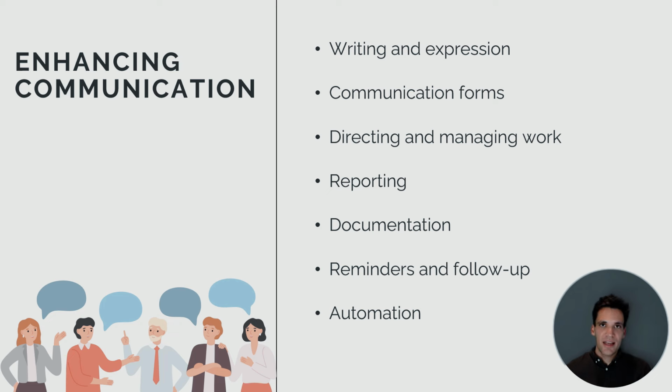ChatGPT can be used to enhance communication in lots of different ways. So it can be used with writing and expression. And we've already spoken so much about all the different documents ChatGPT could help us to write and prepare, and particularly how important the writing function is with project management. It can be used to translate between different communication forms. So you get a document and you want to turn it into an email, or you want to summarize something to someone. It's very good at that.